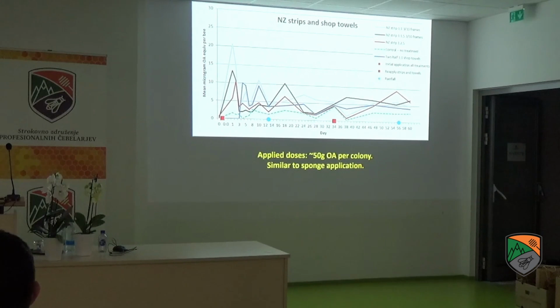For the rest of the New Zealand strips, it didn't make a whole lot of difference what the ratio of oxalic acid to glycerin was, which really surprised me. I'm going to break that down in a second. But these actually were pretty similar to the sponge applications. These were 6 strips per double deep brood chamber. So instead of the 2 sponge strips, this is 6 individual strips, 3 in each brood chamber we put in.